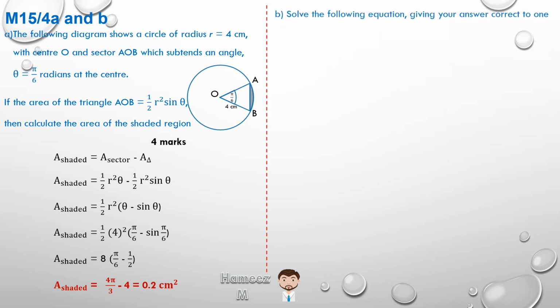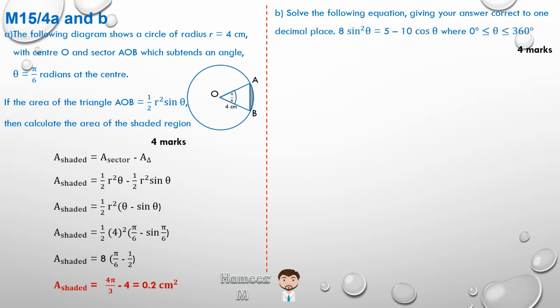Part B. Solve the following equation giving your answer correct to 1 decimal place. 8 sine squared theta equals 5 minus 10 cos theta, where 0 degrees is less than or equal to theta, which is less than or equal to 360 degrees. So let's write the equation. And we know sine squared theta plus cos squared theta is equal to 1. So sine squared theta is equal to 1 minus cos squared theta. We can substitute for that on the left hand side.